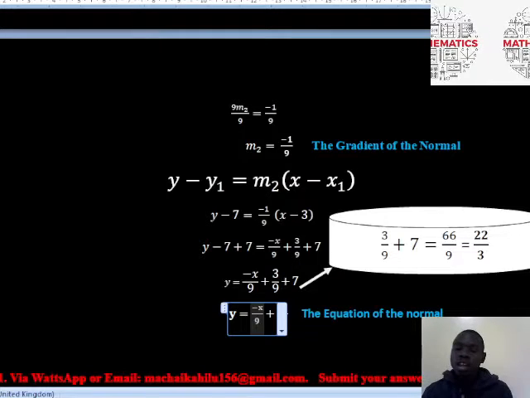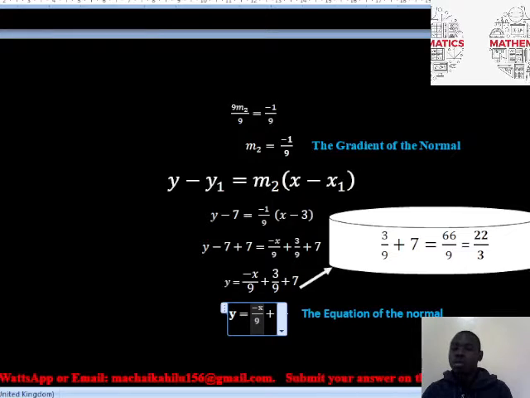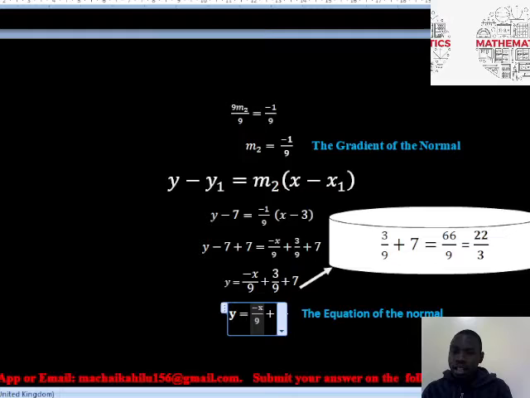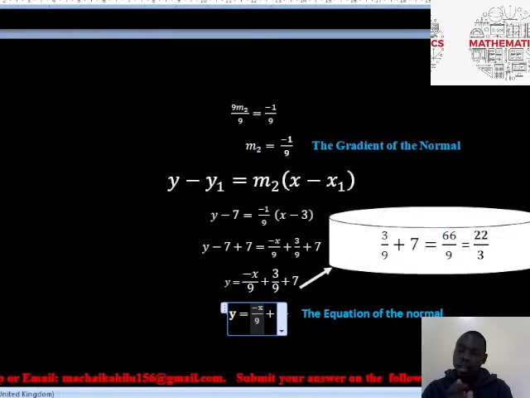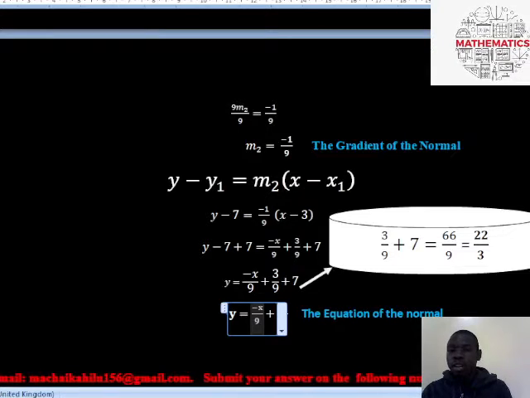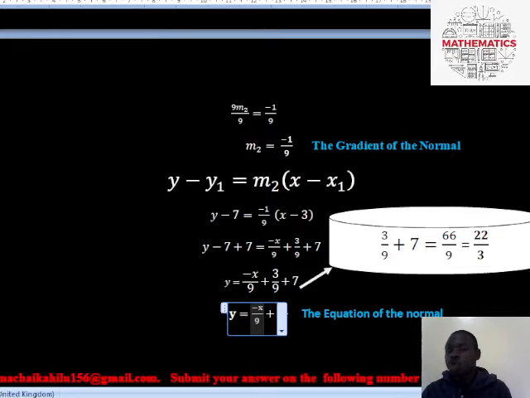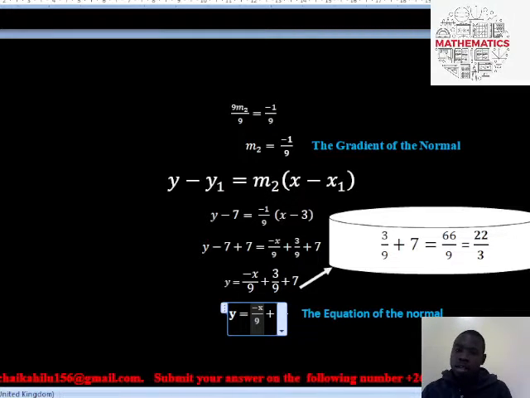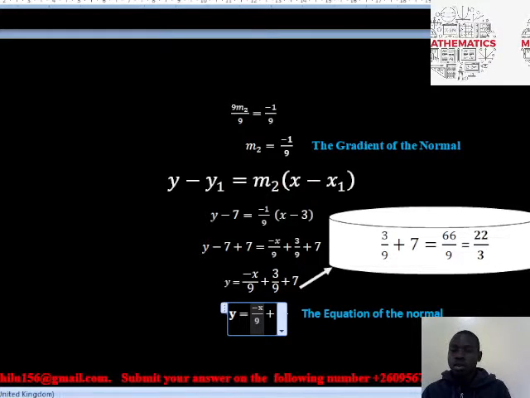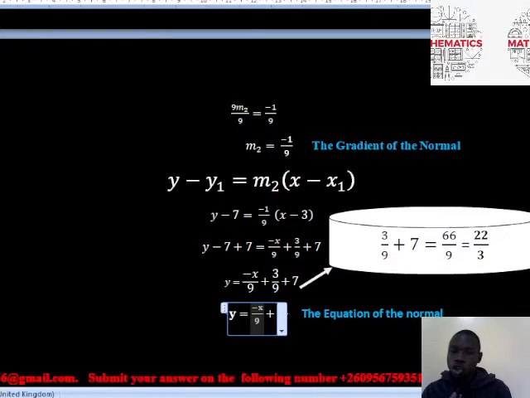So now after finding the value of y, or in a case whereby you are given the value of y, all you need to do is to find now the gradient of the normal. After you calculated the gradient of the tangent, you go direct to finding the gradient of the normal. So when finding the gradient of the normal, we said we use the formula m1 times m2 is equal to -1, where m1 represents the gradient of the tangent, m2 represents the gradient of the normal. So by that you are going to find the gradient of the normal.